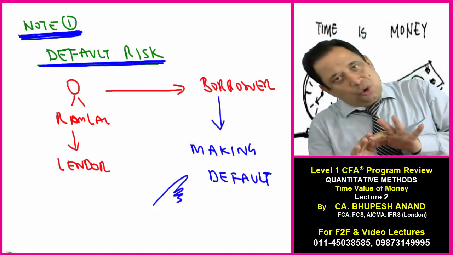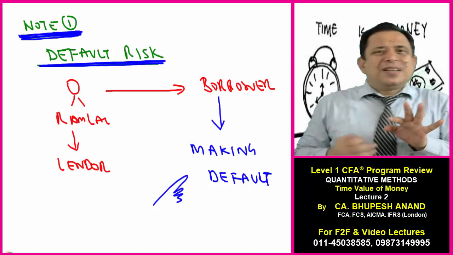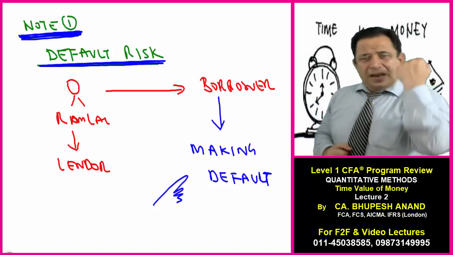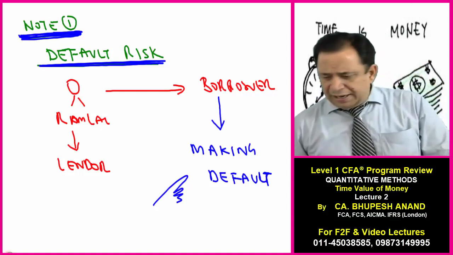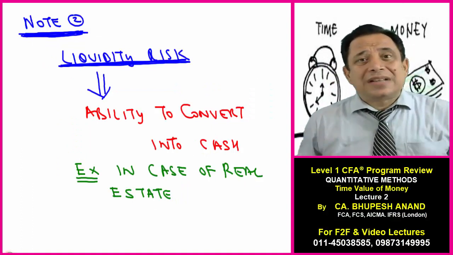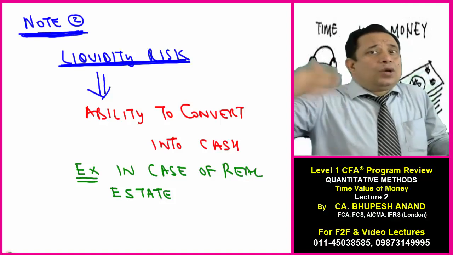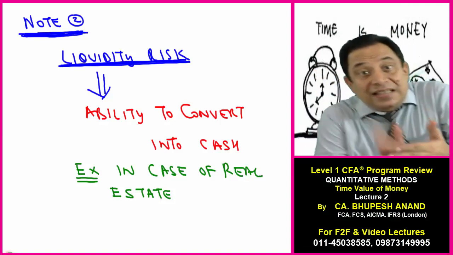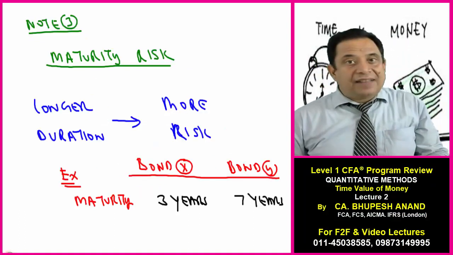I know that you know that, but I want to give you one point regarding default risk. What is the meaning of default risk? For example, in the case of Vijay Mallya and Kingfisher Airlines, you can easily understand the meaning of default risk: making default. Liquidity risk: I want to sell that asset, but I am not able to sell that stock. In case of real estate, you can easily find out the meaning of liquidity risk. So because of these risks, some premiums are added. And the higher the risk, the higher will be the premium.